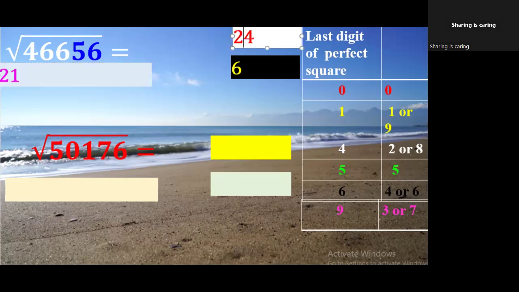Then the number will be either 214 or 216. So just multiply this one by the next number. The next number is 22. Therefore, 21 times 22 is equal to 462. Okay, now compare. 466 is larger than 462. Since the top one is larger, you will take the largest number. The largest number is 216.